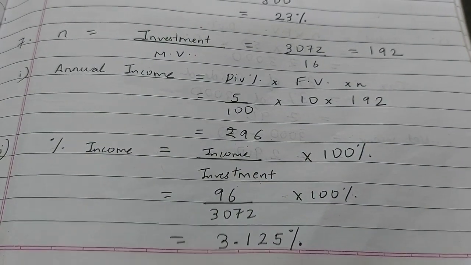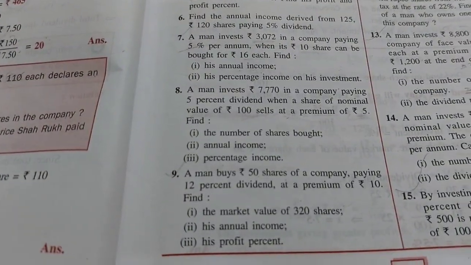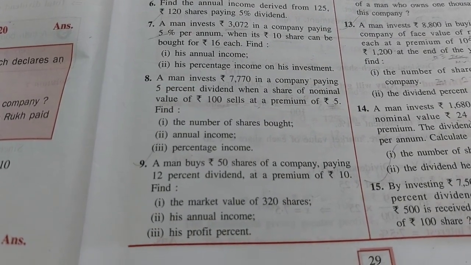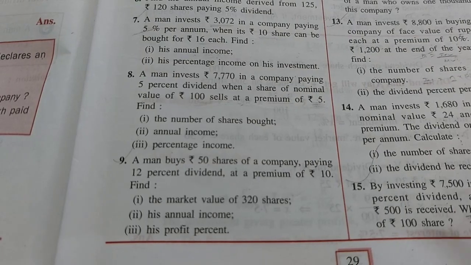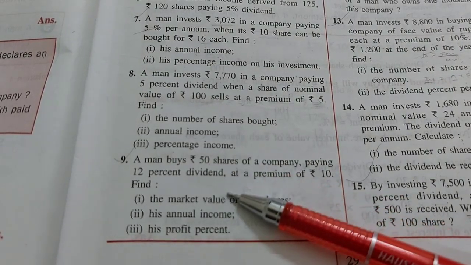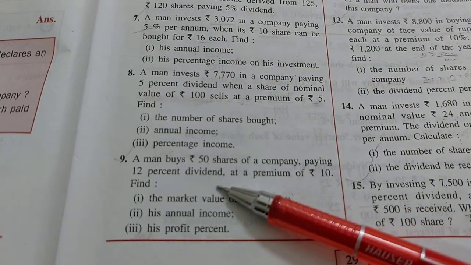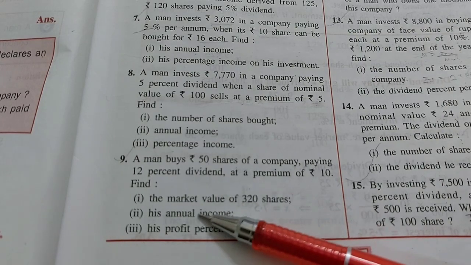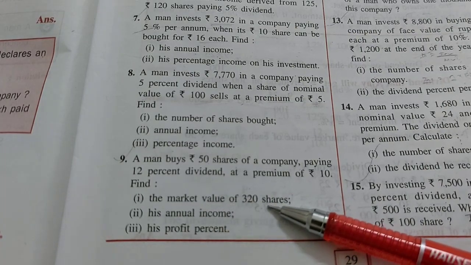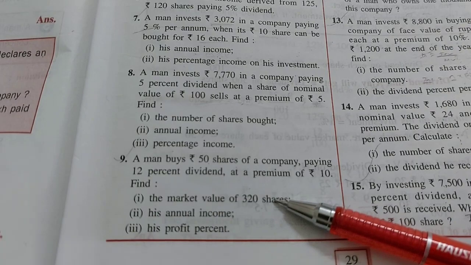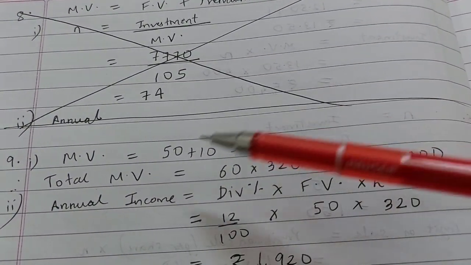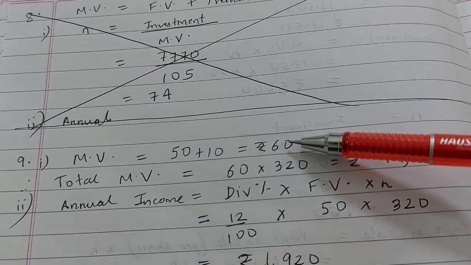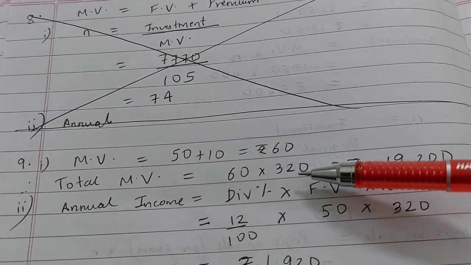Now, the ninth sum. A man buys rupees 50 shares of a company paying 12% dividend at a premium of rupees 10. So what is the data available? Face value, market value, dividend percent. First, what is the market value of 320 shares, which is nothing but the total investment, by the way. So the market value is rupees 60 after the premium.